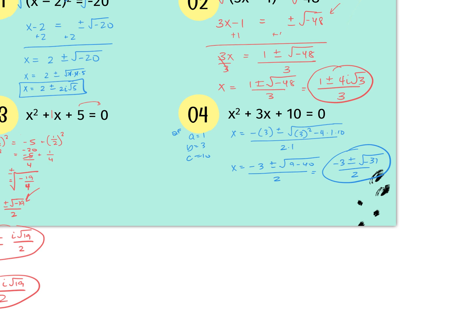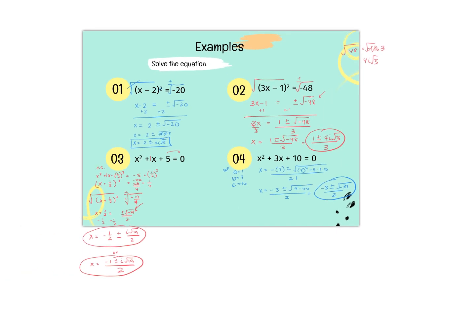And that's the answer. And so again, easy to do. I just factor like normal, either by factoring, by using the square root, by completing the square, or by using the quadratic formula. You pick your method. Again, it works.